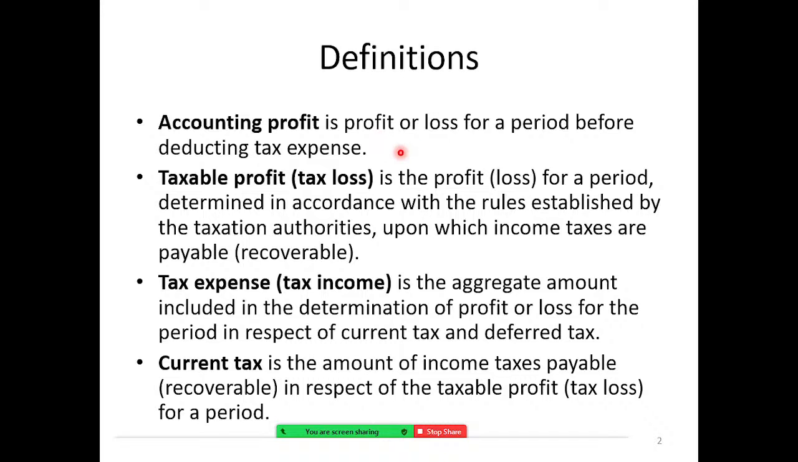So basically, why do they calculate deferred tax? When you calculate income tax based on the accounting profit, that will differ from when you calculate income tax based on the taxable profit. So that difference arises, and that will be regarded as deferred tax. When you calculate income tax based on the taxable profit, that is called current tax.